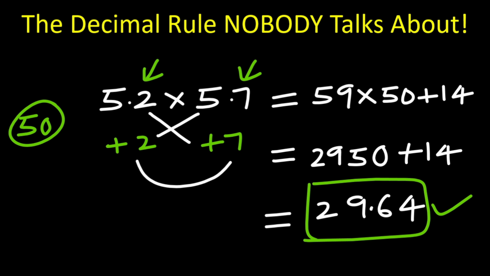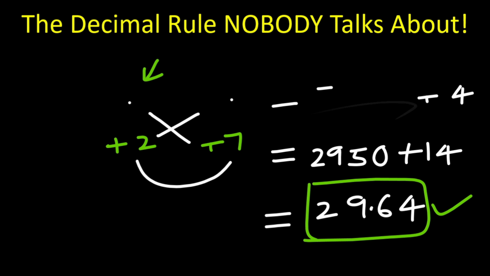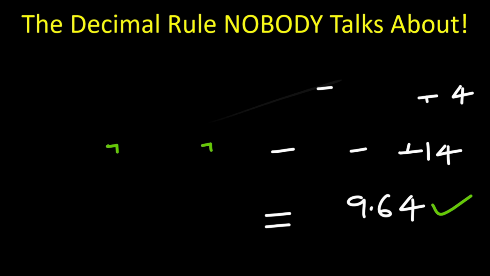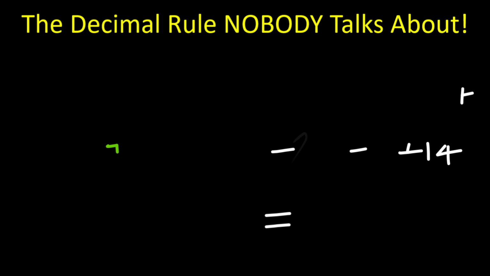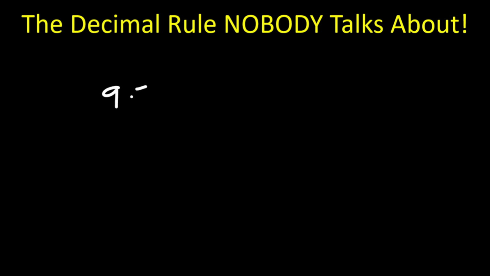29.64. So that is the product of 5.2 and 5.7. All right. Now let's look at another question, and we take a different reference number and let's see what is the product. Say we are taking 9.7 as the first decimal and we are multiplying that by 9.8. Let's see what is the answer.